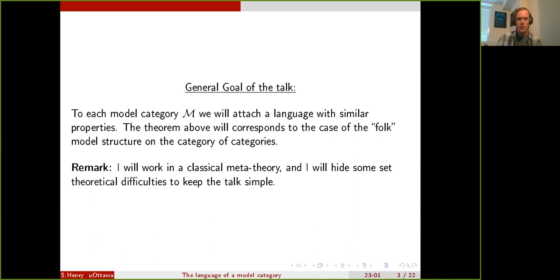And also for the purpose of the talk, I will hide some set theoretic difficulty about size and this sort of thing, just because I want to keep things simple, well, at least the exposition simple.